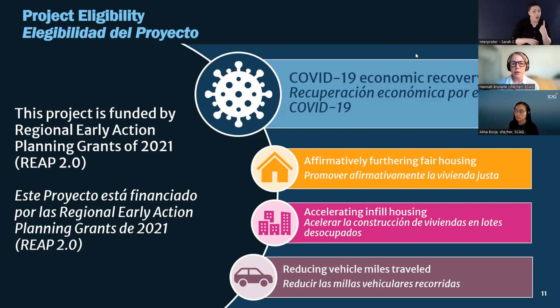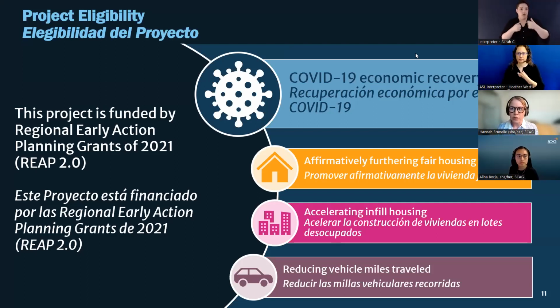on the slides. So that includes affirmatively furthering fair housing, accelerating infill housing, and reducing vehicle miles traveled. And so specific definitions and criteria of meeting these objectives can be found in the REAP 2.0 website, which we've shared a link in the chat. And we will also be providing additional resources to applicants as we get closer to releasing this call.